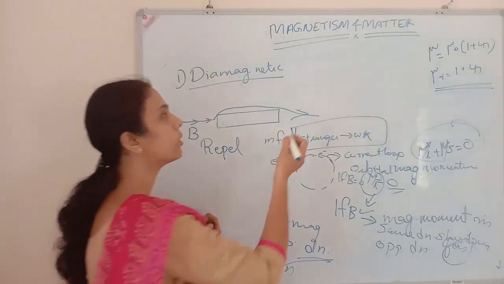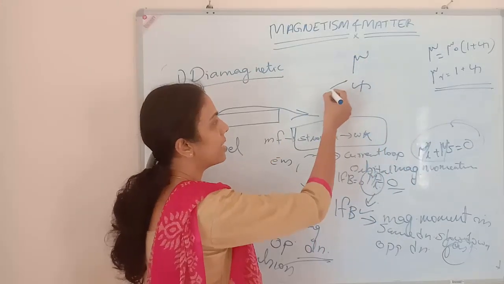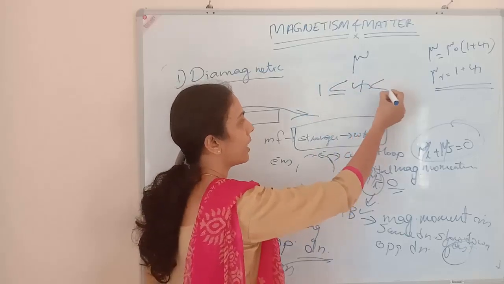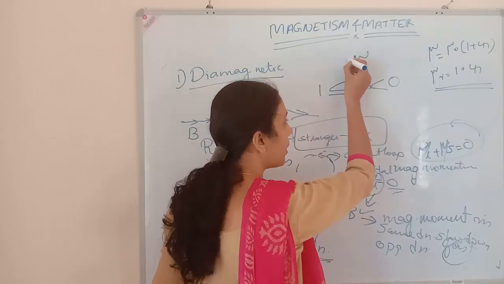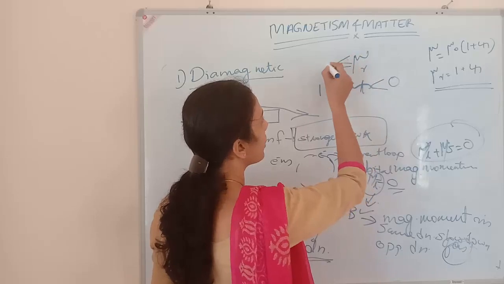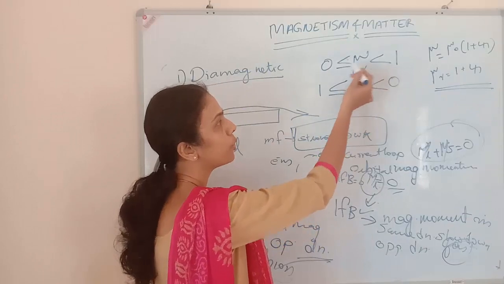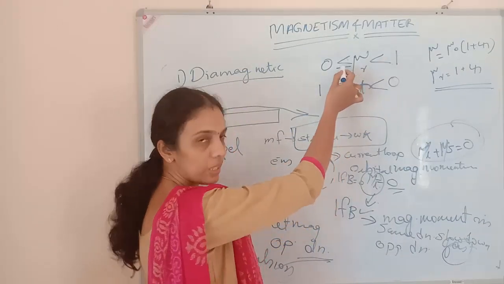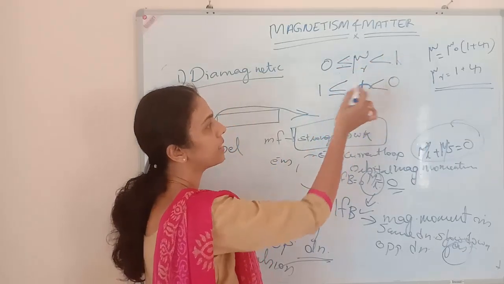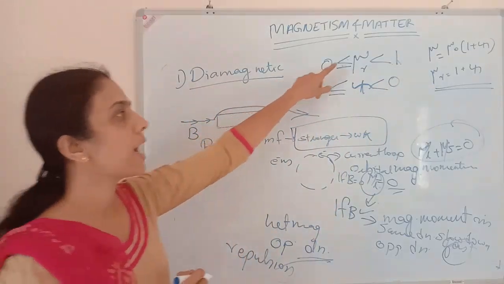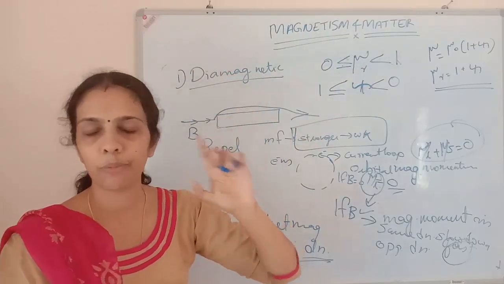Okay, so now what will be the μ value and χ value in these diamagnetic substances? χ is less than 0, between -1 and 0. In the case of μr, first we will write about μr. μr will be less than 1, between 0 and 1. So the maximum value of μr will be in this region, between 0 and can go up to 1. Okay, clear? So the χ and μr values will be between 0 and 1.